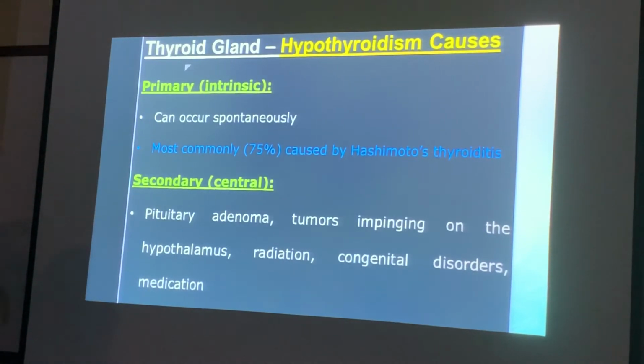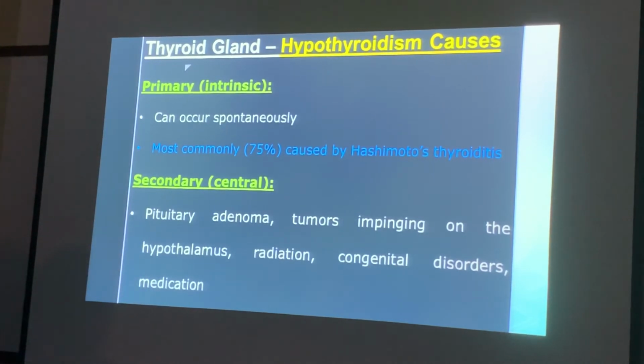Tumors impinging on the hypothalamus. Because remember, the hypothalamus, what does that control, guys? TSH, right? So if it's impinging on that, then the brain is not getting a signal to send to the thyroid that, hey, you need to secrete some hormones. So it's not going to get that signal. Therefore, you're going to be iodine deficient in your body.